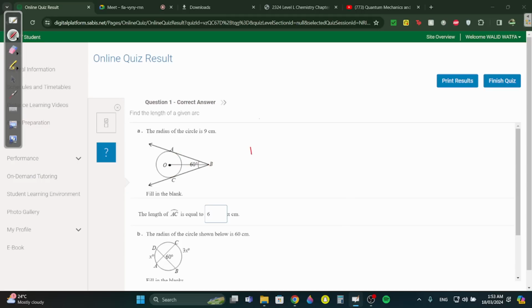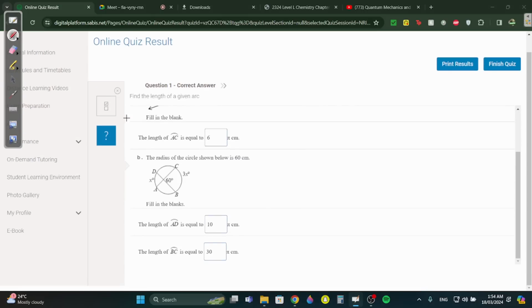You get 120 as the angle. We want the length. The length is theta over 360 times 2 pi r. They want you to keep it in terms of pi, but let's not use pi in our formula. So 120 over 360 times 2, we cancel pi out, times 2 times r, so 9. And you will get 6.